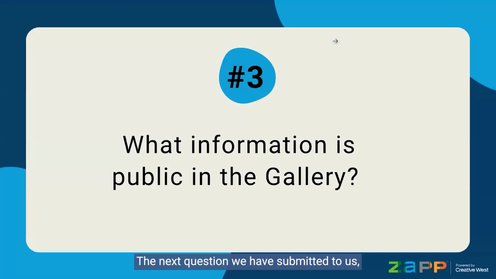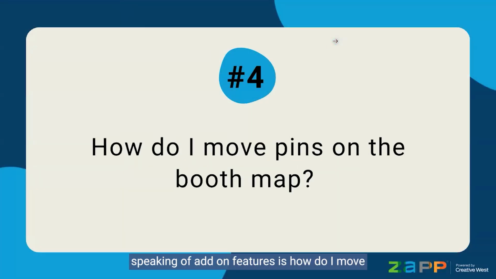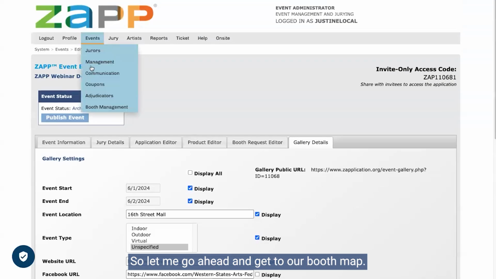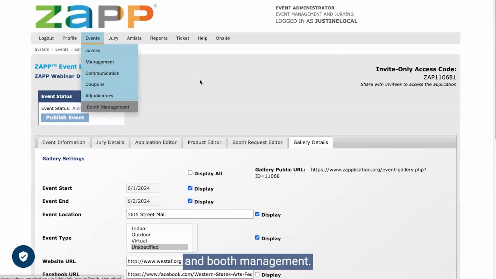The next question we have submitted to us, speaking of add-on features, is how do I move pins on the booth map? The booth map is part of the booth management add-on where you can assign booths to your accepted and confirmed artists visually on a map. Let me go ahead and get to our booth map. It's just under Events, Booth Management.